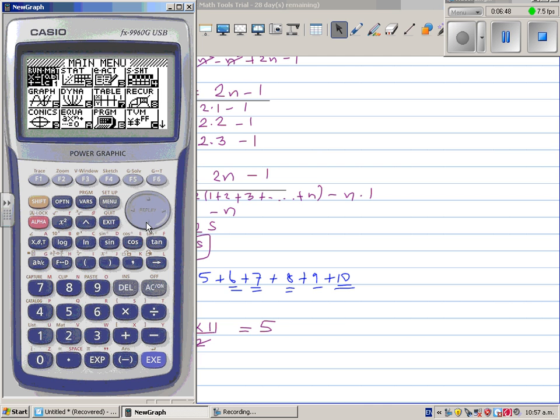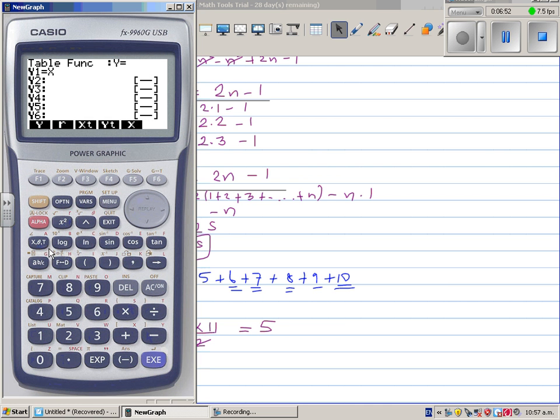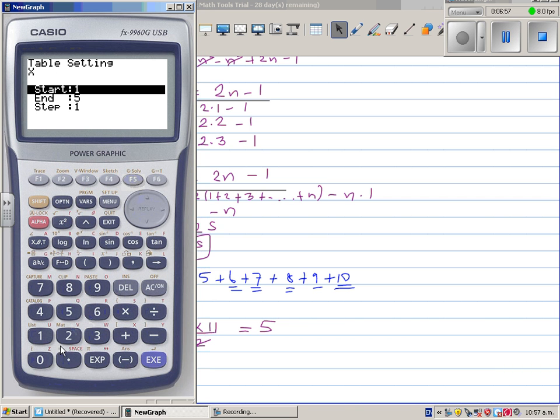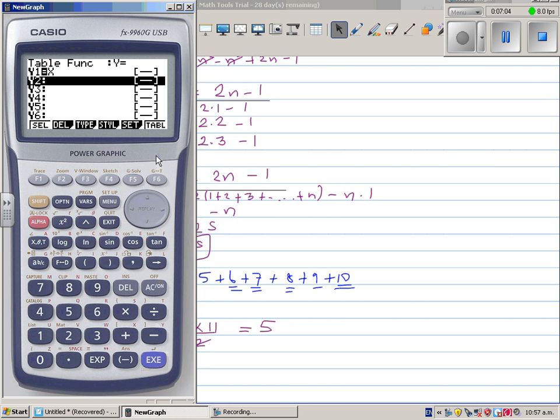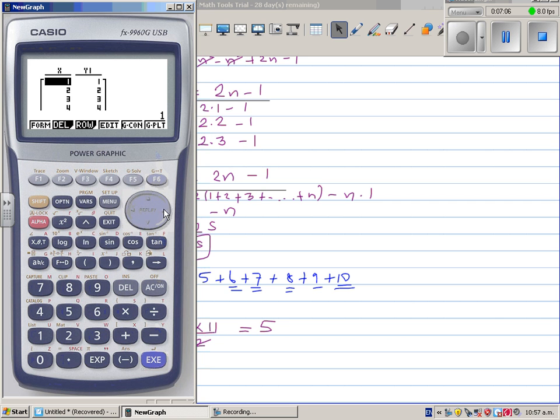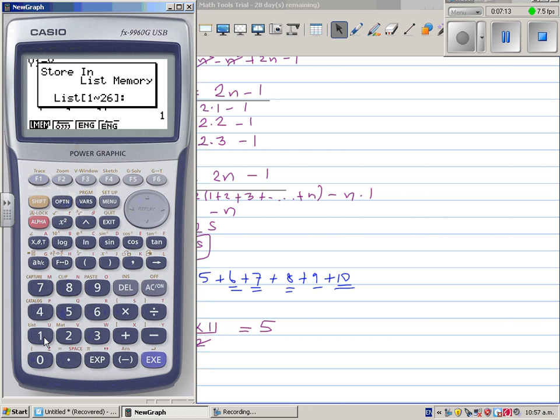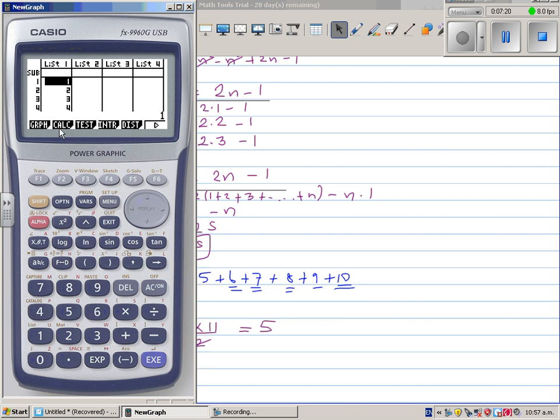If you go to table, if you've got a graphic calculator, and type in X there, and I'll say this is set from 1 to 10. You may not understand what I'm doing, but the calculator is a very neat device which will do all the donkey work. Now I'm going to transfer this to the stats menu. So I'll go option, list, and take it to the list memory of stats. And then you execute. And then if I go to stats, it's sitting here.